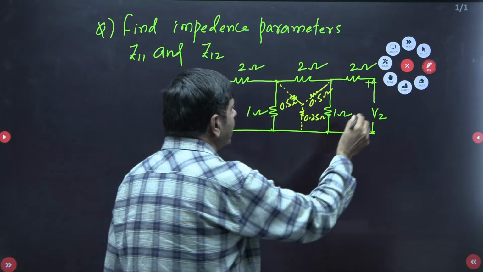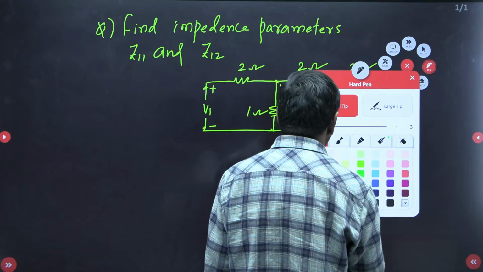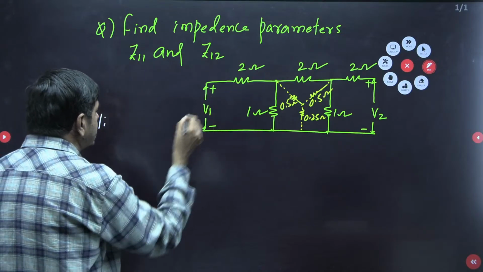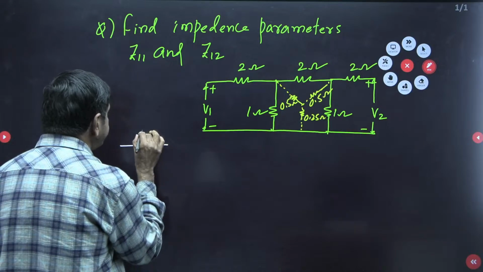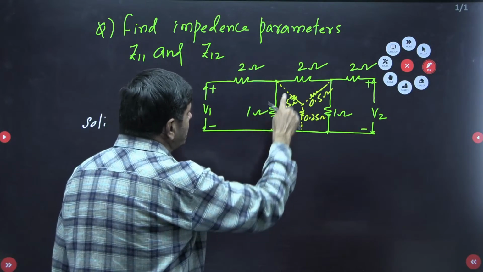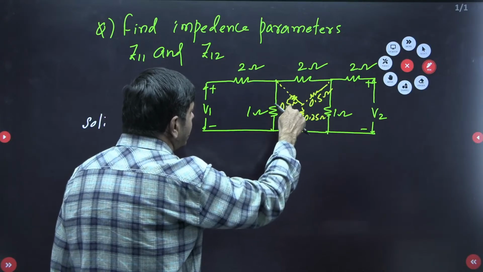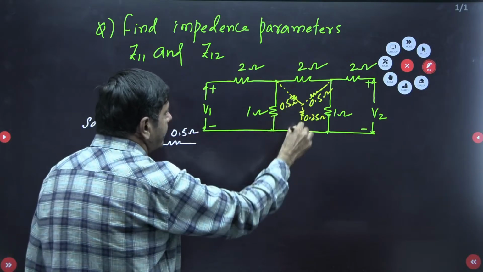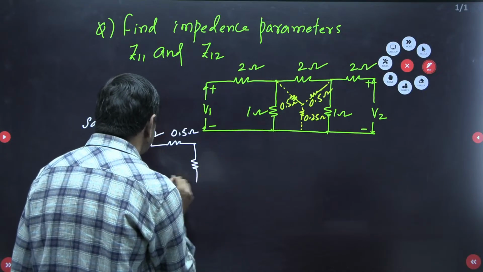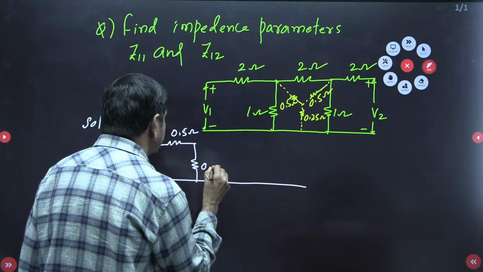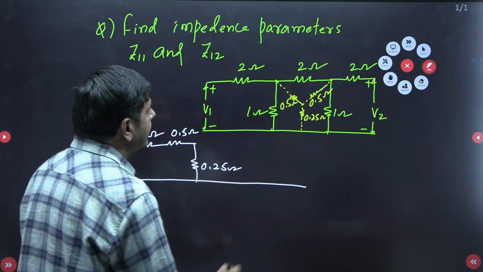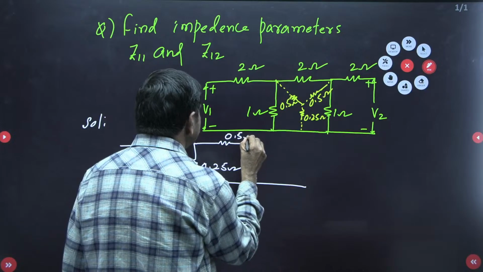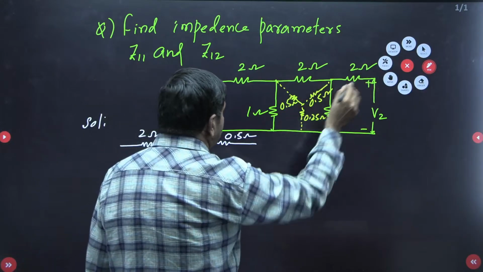Yes, this circuit I can redraw in this way. How I can redraw? There is a 2 ohm resistor here. This 2 ohm I have noted as this. This is removed. We got in this delta connection star 0.5 here. This is 0.5 ohm. And here I got 0.25. 0.25 ohms we got here. And this side I got 0.5. This side I got 0.5 ohms. And this side I got one 2 ohm resistor.